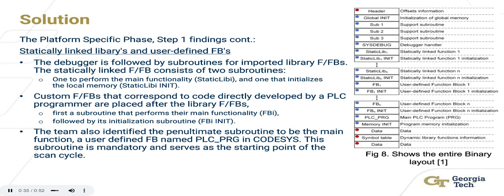The team also identified the penultimate subroutine to be the main function, a user-defined function block named PLC_PRG in CODESYS. This subroutine is mandatory and serves as the starting point of the scan cycle.